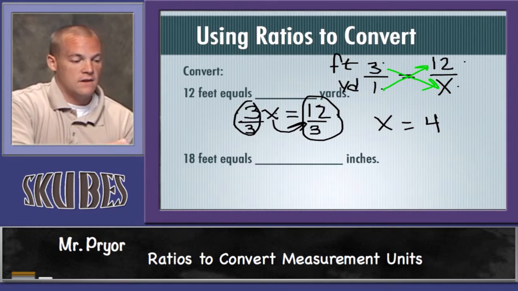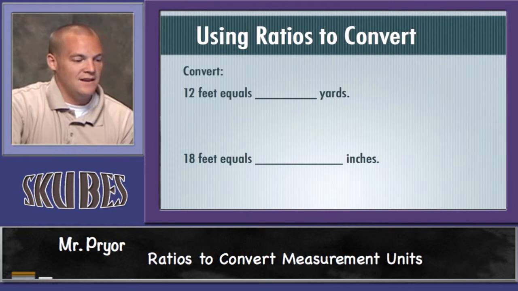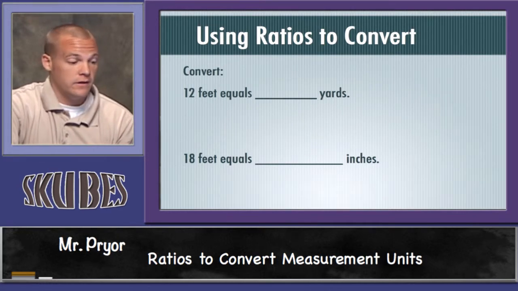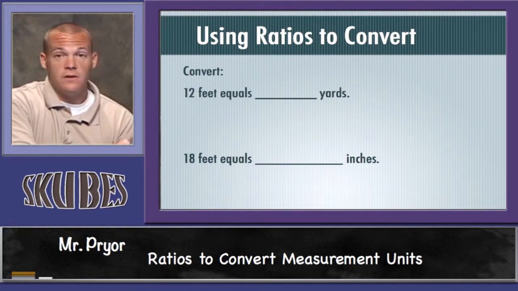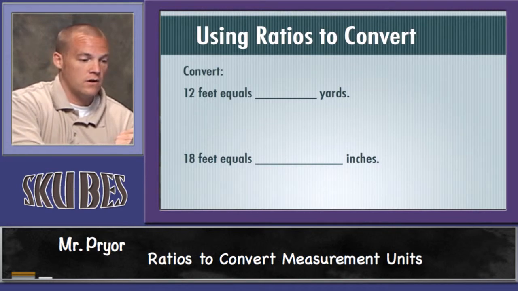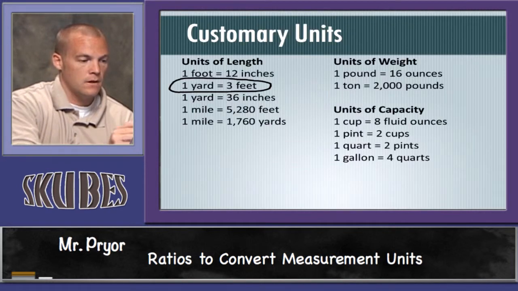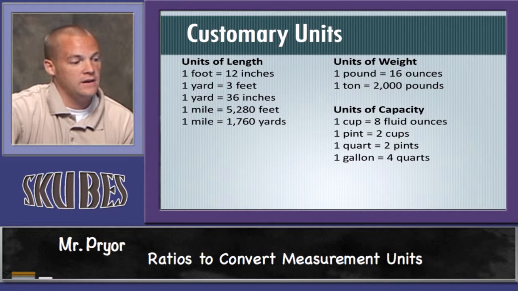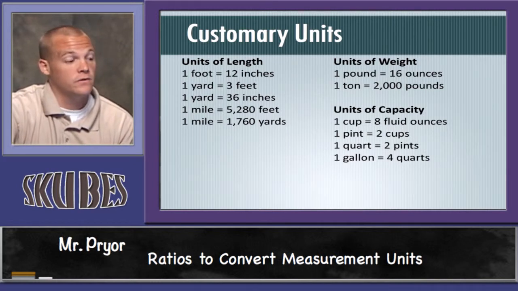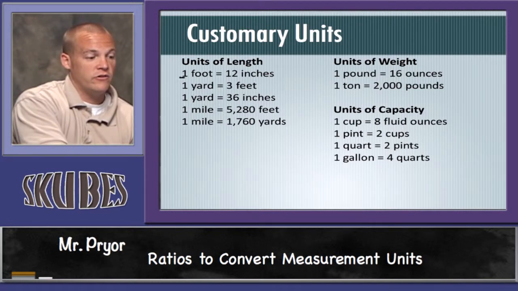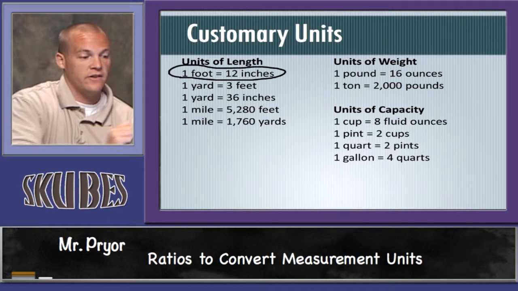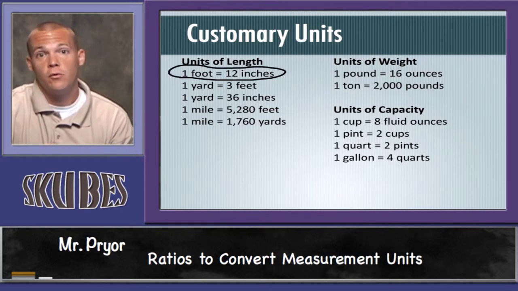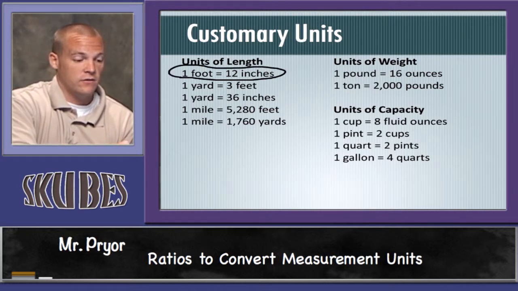All right, so let's look at the next example then. 18 feet equals how many inches? So let's revert back. We're looking for feet and inches on our chart. And we see that 1 foot equals 12 inches, which is that conversion right here. So that is our initial part of our proportion. So let's go back to our example.